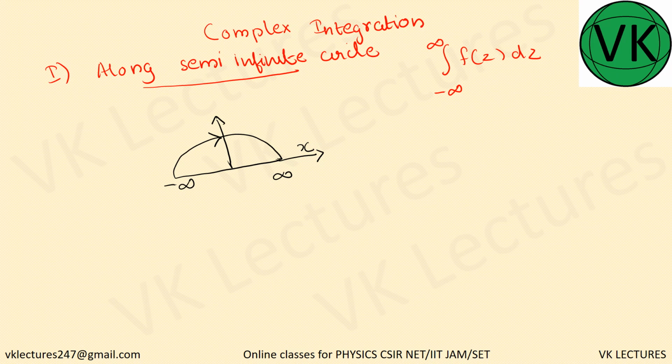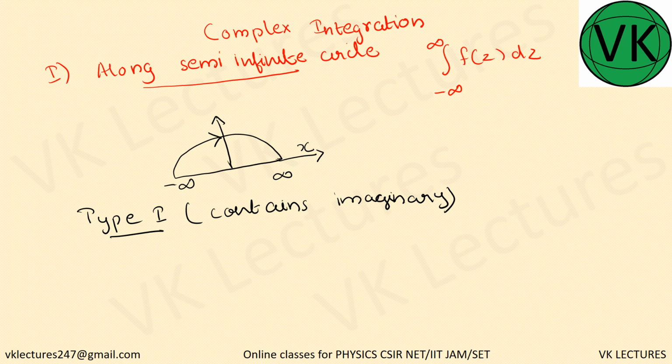So type 1 is if the contour contains imaginary poles, that means the poles don't lie on the x-axis.